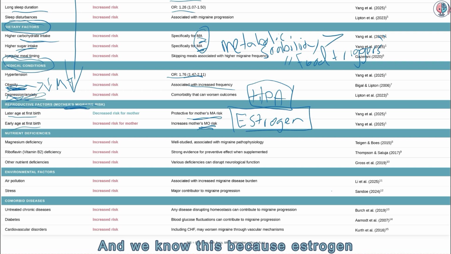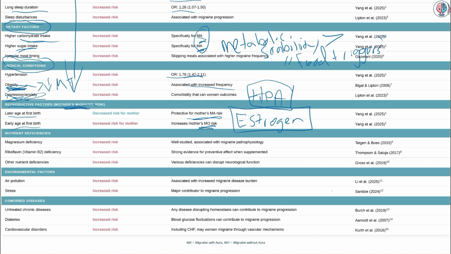And we know this because estrogen influences cortical excitability, and it influences pain processing. And you might wonder, well, is this really a modifiable risk factor? And you're right, we can't modify past reproductive timing. However, understanding this relationship helps us identify at-risk individuals and implement other preventive strategies.